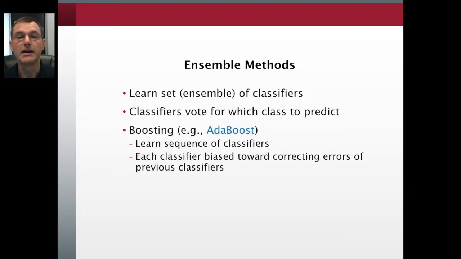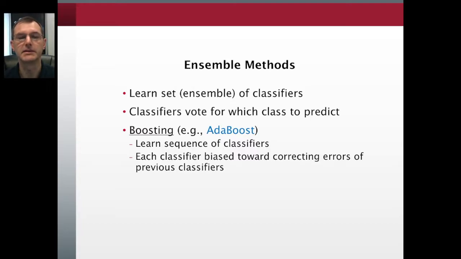Now there are two main ways of doing ensemble methods. The first is called boosting. And the idea behind boosting is that we're learning a sequence of classifiers. And in the sequence of classifiers, each classifier is biased toward correcting the errors made by previous classifiers. And this is usually accomplished by weighting each of the examples.